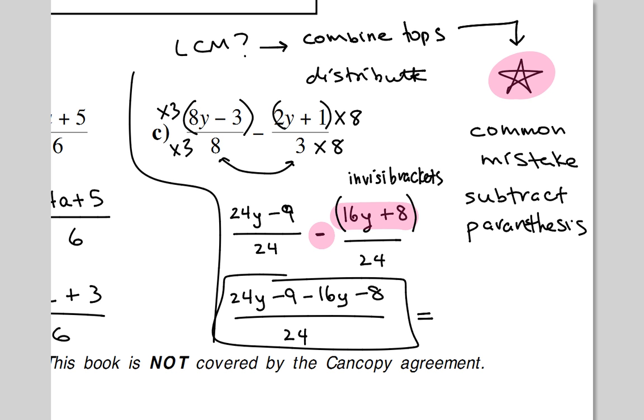What is the final answer? 24y minus 16y is 8y. Negative 9 minus 8? Negative 17 all over 24. What kind of number is 17? Prime. So the only factors are 1 and 17. Does it work on 8 and 24? No, you're done. Is there an NPV? No, you're done. Next.